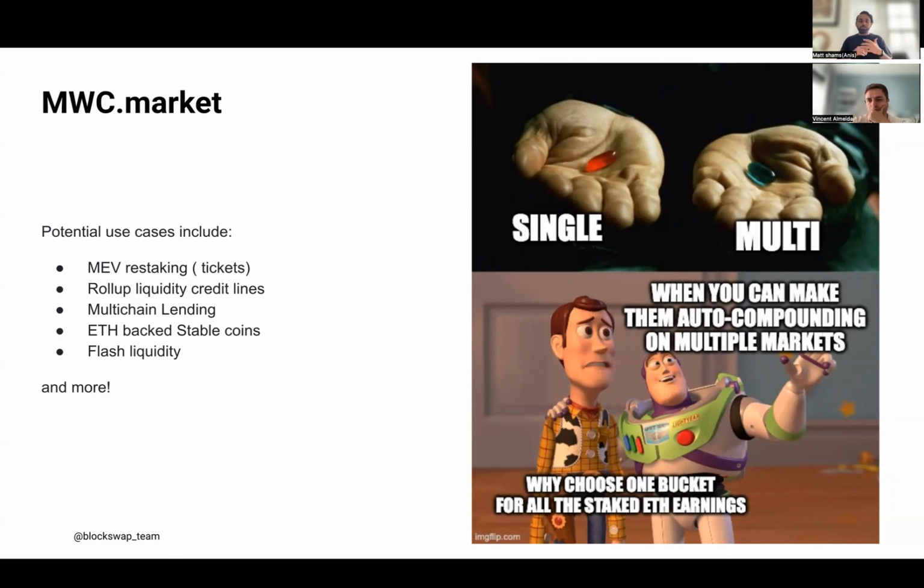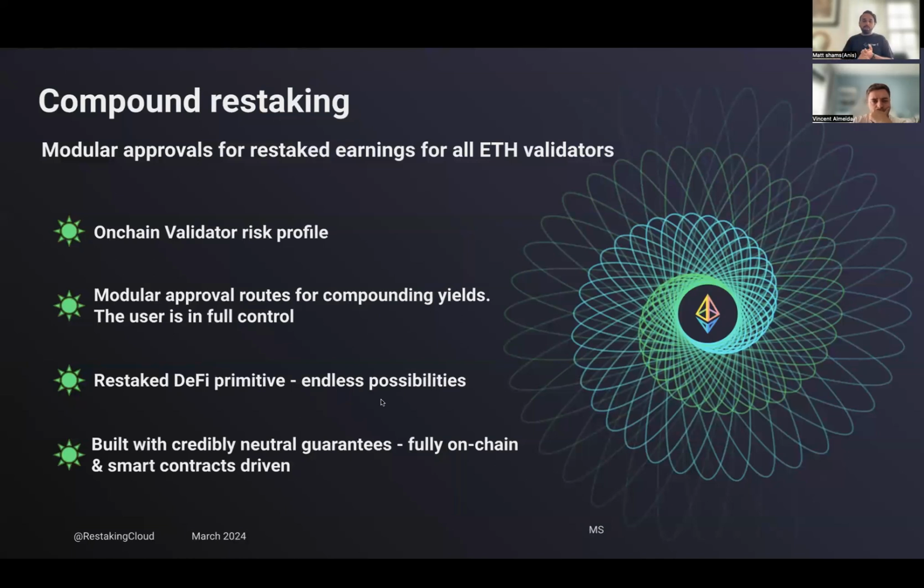We'll get into that. So this is payment networks, stablecoins, you name it, anything that you want to have. Essentially the MWC, the modular withdrawal credentials, enable a compound restaking every single time that your yields are compounding. So the approvals that you can make, it's up to you. What it brings is that every validator that is participating, or every staked ETH being backed by this MWC, has an on-chain validator risk profile provided by the PON stack, proposed registry. And then you have a completely modular approval route.